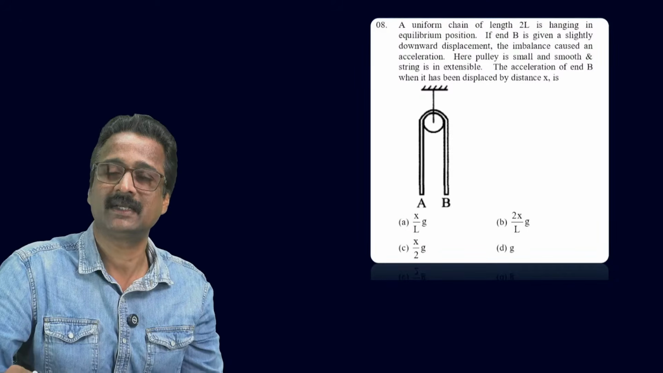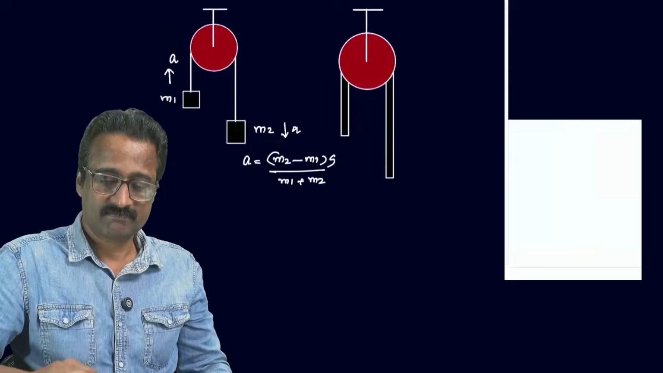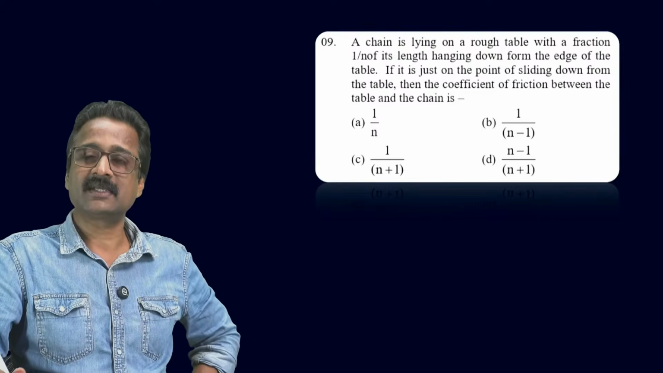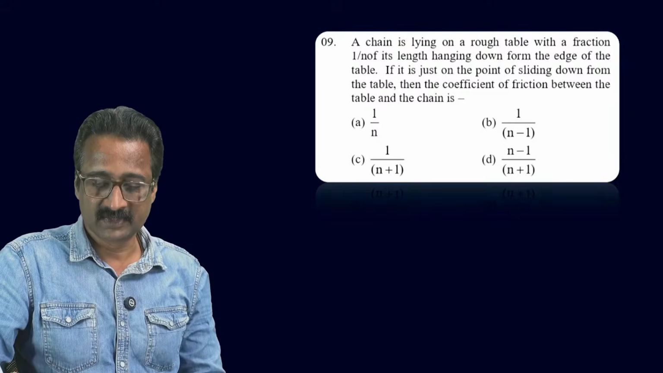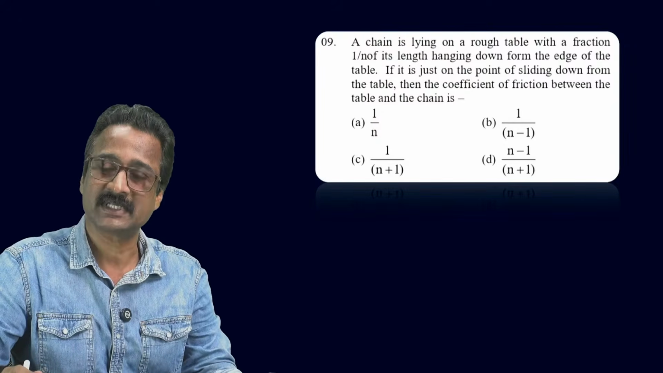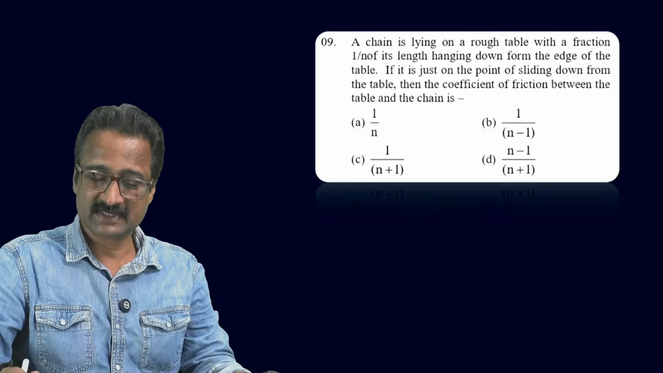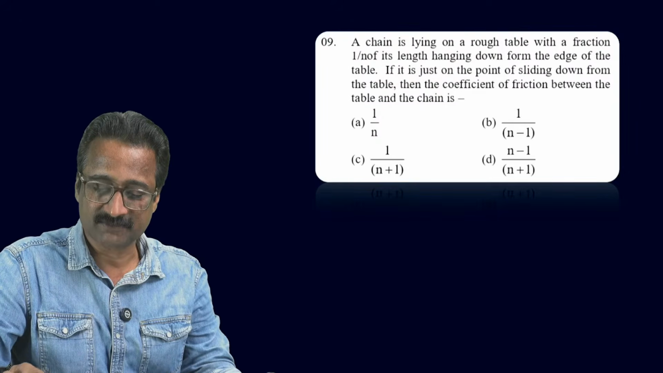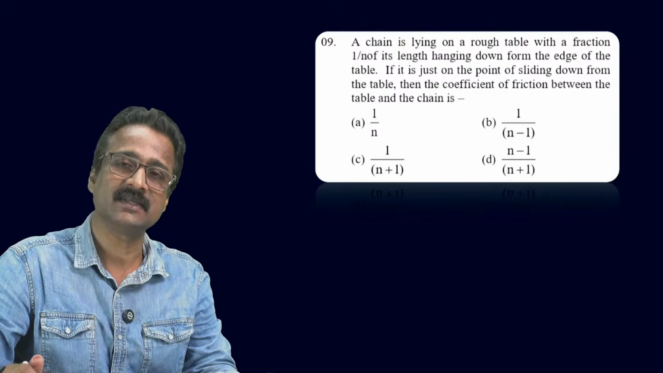That was question 8. Okay, moving on to the next one. 9. A chain is lying on a rough table with a fraction of 1 by n of its length hanging down from the edge of a table. If it is just at the point of sliding down from the table, then the coefficient of friction between the table and the chain is.